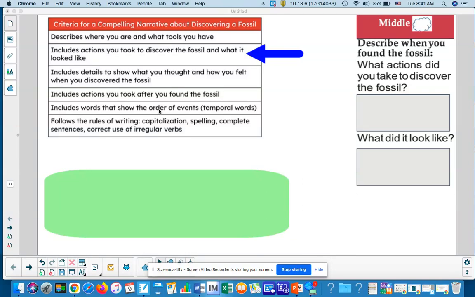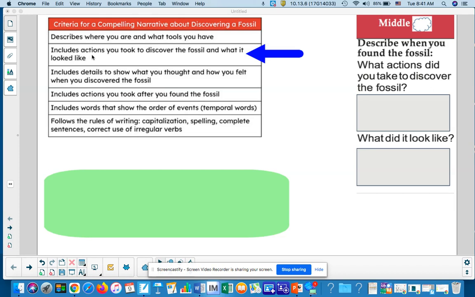Hi, boys and girls. Today we're going to work on the beginning middle of our graphic organizer. Yesterday and the day before, you worked on the beginning part of your graphic organizer and then turned your notes into full sentences. Today we will start with the middle. What do we need to include in the middle?